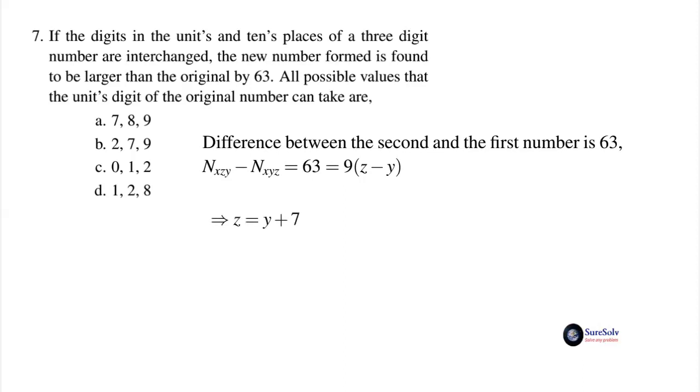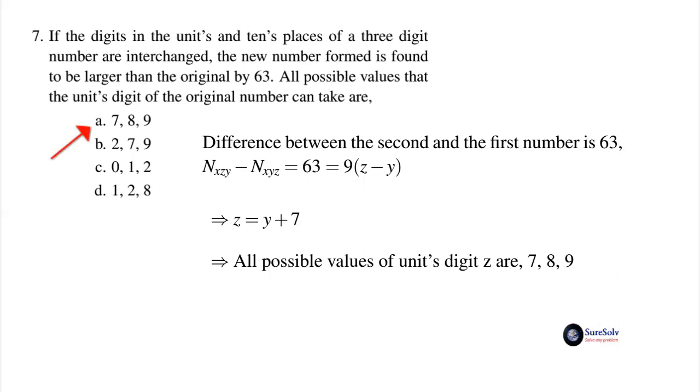Simplify to get the result z equal to y plus 7. This means value of z starts from 7 with y equal to 0 and can only be 8 or 9 in addition. So all possible values of units digit of the original number z are 7, 8 and 9. Answer option A, 7, 8, 9. Eighth question.